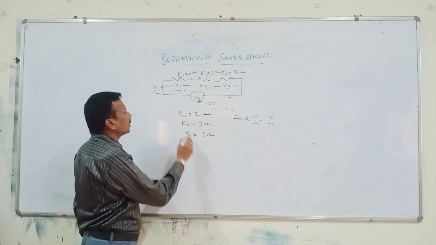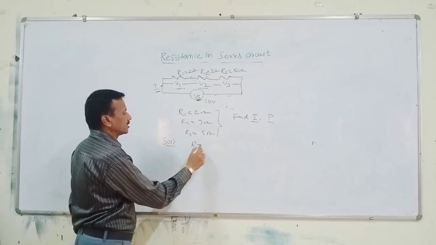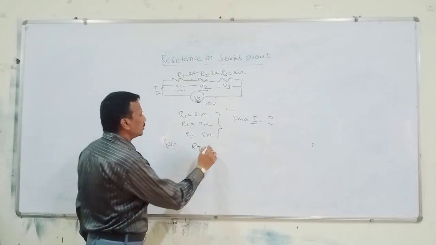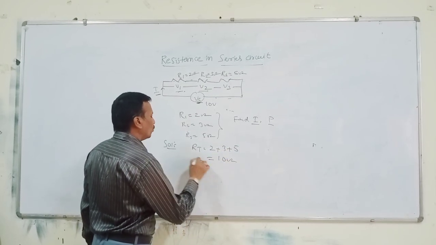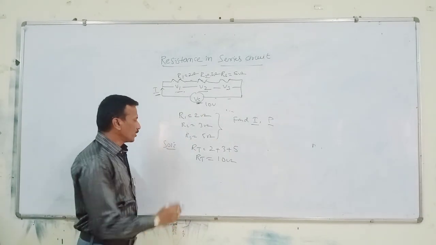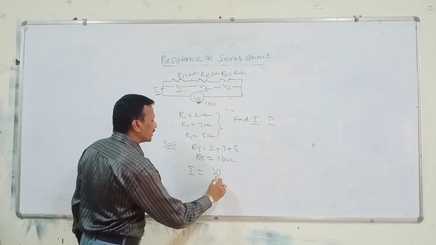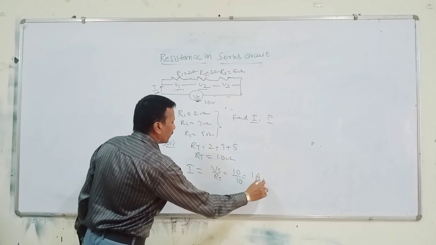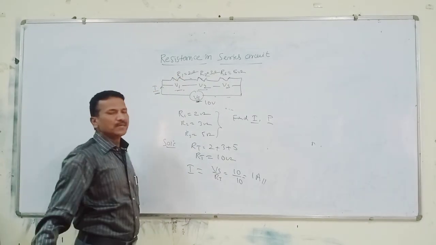First of all, the solution is to find the total resistance. What is the total resistance? The algebraic sum of the resistances, that is 2 plus 3 plus 5. It becomes 10 ohms. And how much voltage is given? 10 volts. So from Ohm's law, I is equal to Vs by Rt, that is 10 by 10. That is 1 amp. 1 amp is your total current. So this current is flowing across each and every resistance.